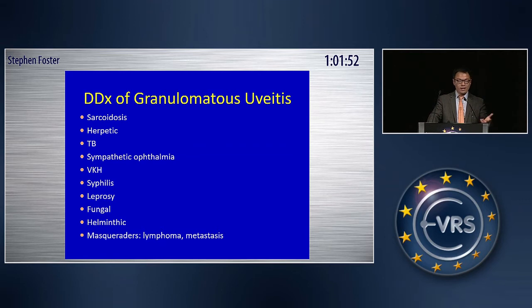Now, why is it important? Because when you're talking about granulomatous uveitis, again, your differentials are much narrower. You're thinking more along the line of infection, but of course, in terms of autoimmune, sarcoid is the big one, and sympathetic ophthalmia and VKH are the other two. And then you also have to worry about lymphoma or systemic cancer metastasis to the eye.